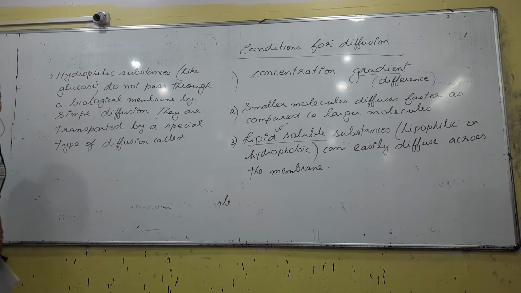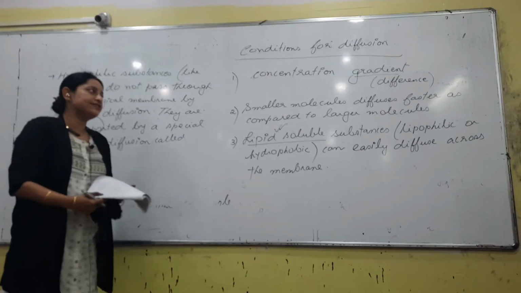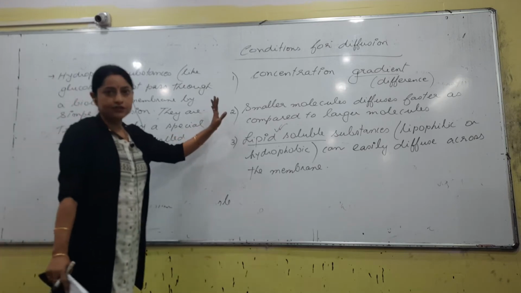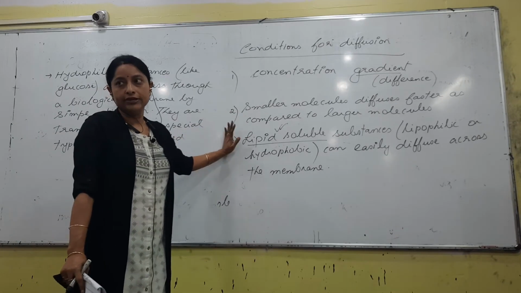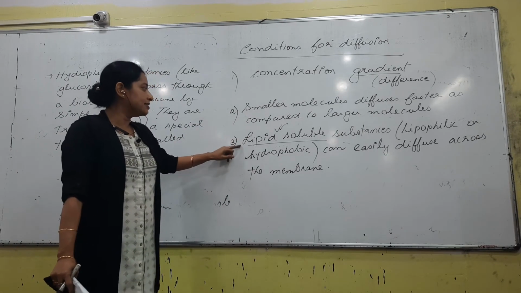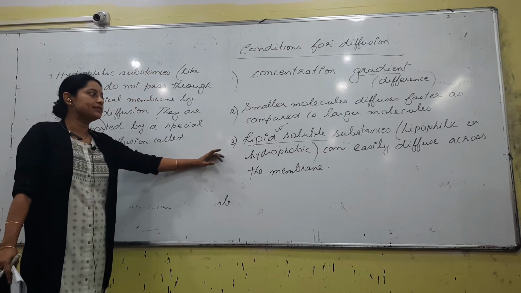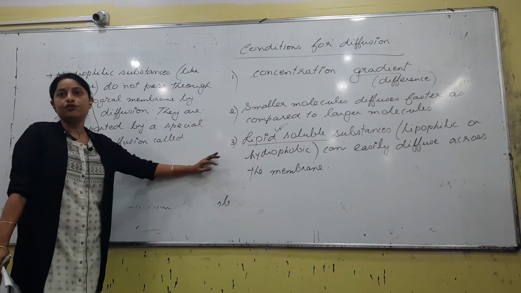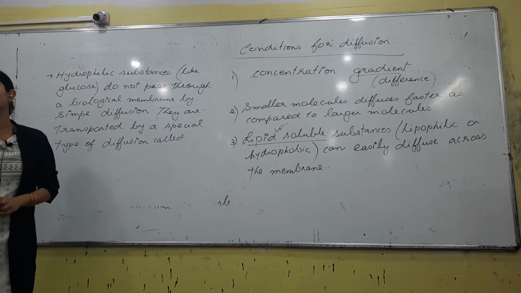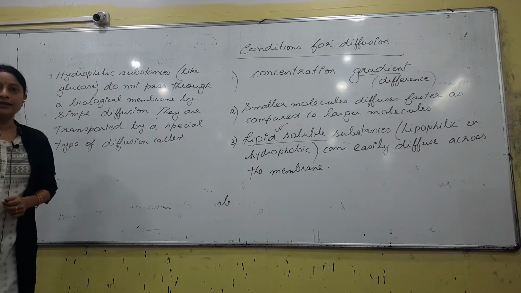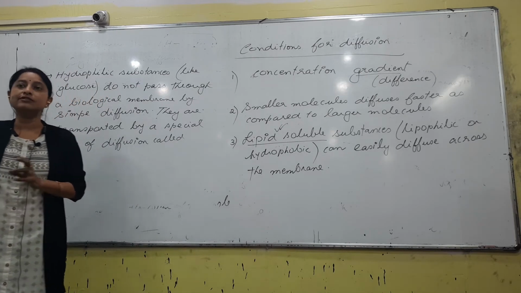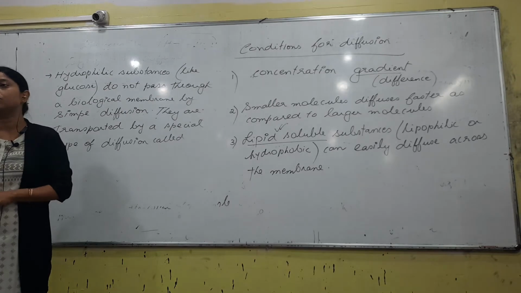Okay, talking about the conditions for diffusion, concentration gradient is a must. Second, smaller molecules diffuse faster, because it depends on the size of the molecule that is diffused, and this is a point that is important. Lipid soluble substances always diffuse easily across a membrane as compared to the hydrophilic substances. Lipid soluble, those are also called lipophilic, right? If a substance is lipophilic, then obviously it will not be hydrophilic. It cannot be dissolving at the same rate in water and lipids together, right?